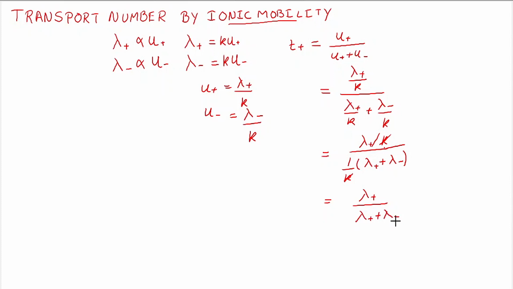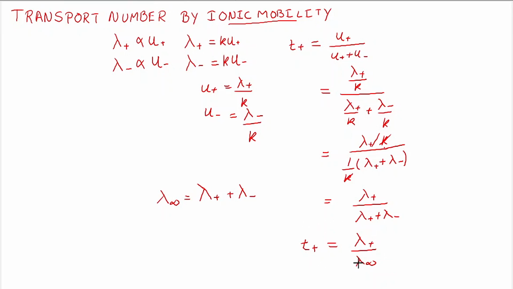And we are all very familiar with the Kohlrausch law. Kohlrausch law tells us that lambda infinity, the equivalent conductance at infinite dilution, is equal to the equivalent conductance of the cation plus the equivalent conductance of the anion. So we could apply Kohlrausch law over here, and we will have lambda plus upon lambda infinity, and that is our transport number of the cation.